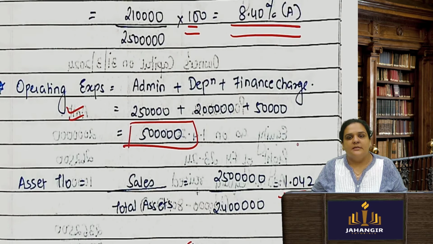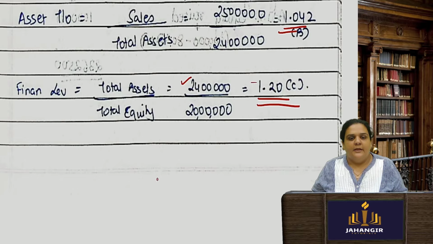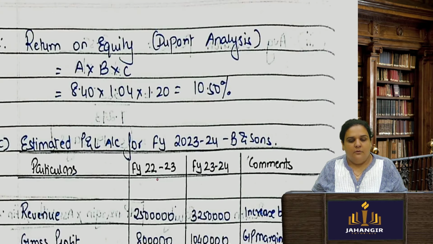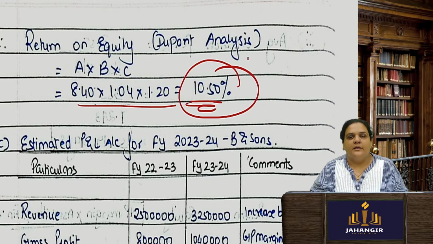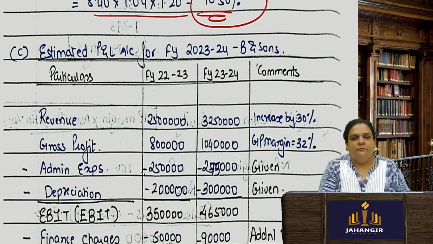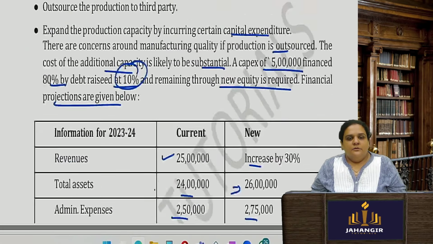All these three ratios you will multiply. 8.40, it will be in the form of percentage only, but multiply these numbers first. 8.40 into 1.04 into 1.20, 10.5% return on equity as per your DuPont analysis. Okay, so this is done.